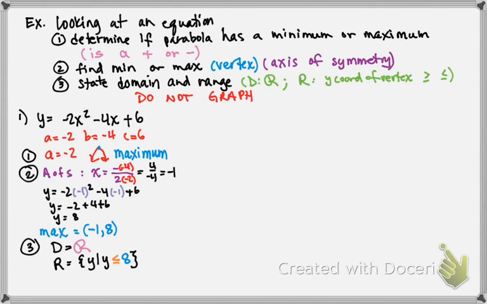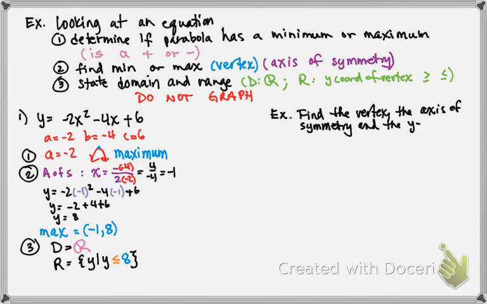And then we've got one more. I'm going to give you a second set of directions here, slightly different. So we're going to find the vertex, the axis of symmetry, and the y-intercept. Okay, so our equation is the function f of x is x squared plus 4x plus 3.